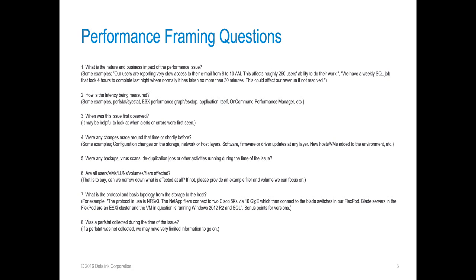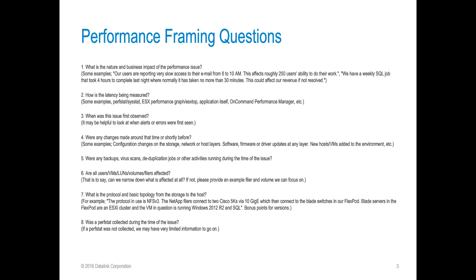Question number 6, are all users, VMs, LUNs, volumes, filers affected? So basically what we're looking for here is in 7-mode, you normally have a system with 2 nodes, so we want to know which node it is on, what volume is being involved. If there's a LUN being involved, what LUN that is. From that information, we can go take a look at what aggregate you're using, take a look at your sysconfig -r to find out what kind of disks compose that aggregate.